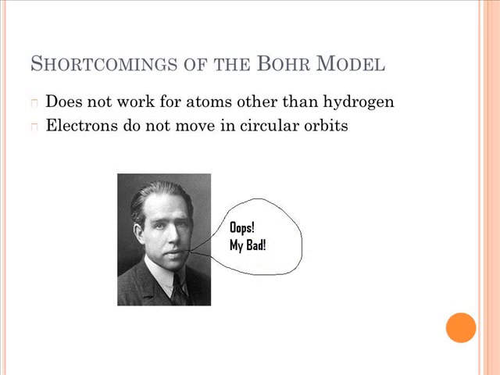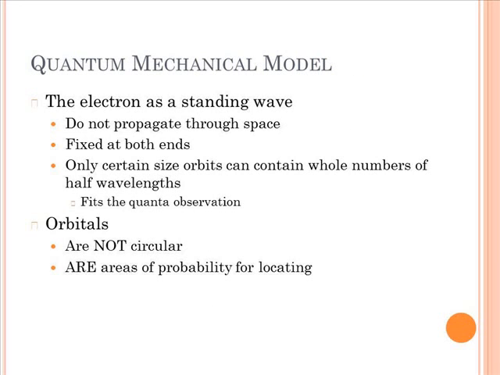Yeah, it didn't work for anything other than hydrogen. So we needed to figure something else out. Also, it was discovered that electrons don't move in circular orbits. Otherwise, it would have a very strong magnetic presence. Hydrogen would be really magnetic, and it's not. So we know they're not moving in circles. So what we needed was a new model of an atom. It's not plum pudding. It's not Bohr's orbits, like a solar system.